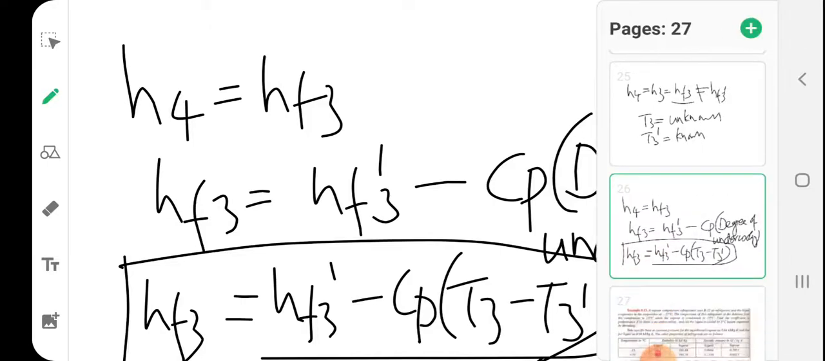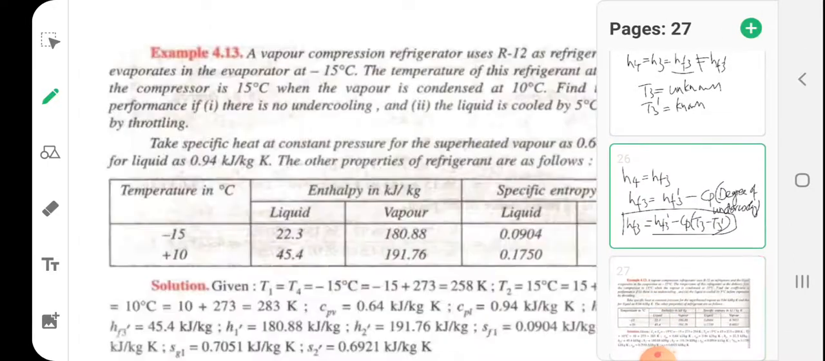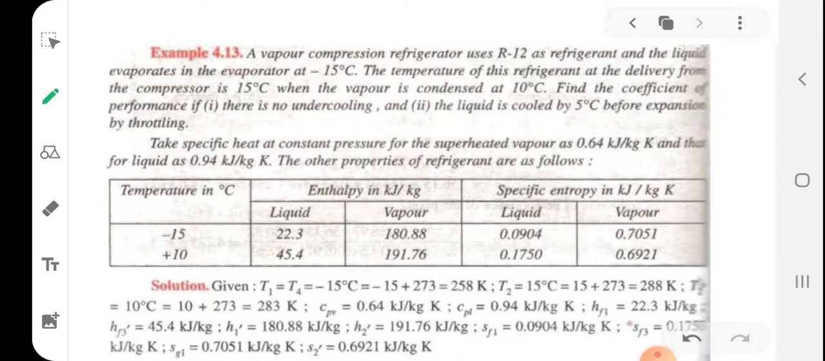Okay. Now we will do a problem. A vapor compression refrigerator uses R12 as a refrigerant, and the liquid evaporates in the evaporator at minus 15 degrees Celsius. The temperature of the refrigerant at delivery from the compressor is 15 degrees Celsius. When the vapor is condensed at 10 degrees Celsius, find the coefficient of performance if there is no undercooling and if the liquid is cooled by 5 degrees Celsius before expansion. So we have to find two COPs, without undercooling and with undercooling.